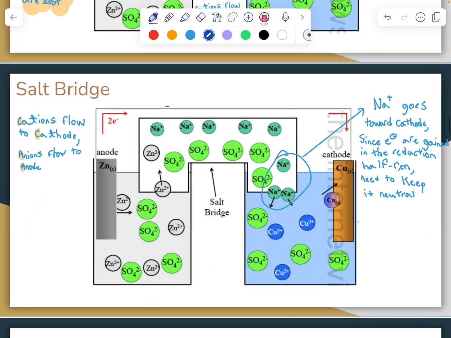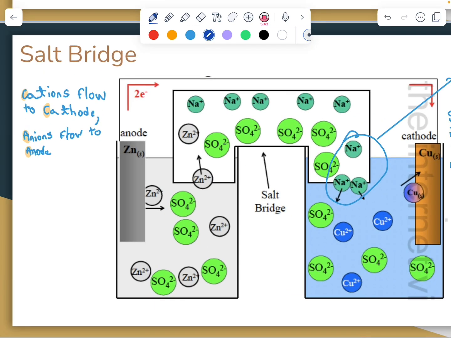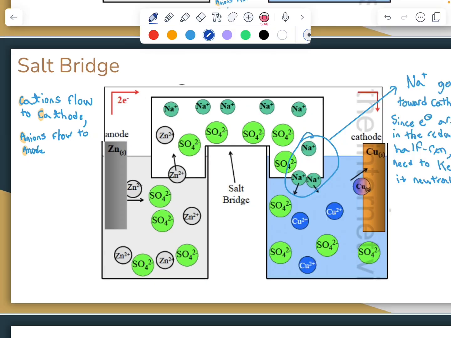So yeah, cations flow to the cathode, anions flow to the anode. For a salt bridge, the positive goes to balance out the negative, and the negative goes to balance out the positive.